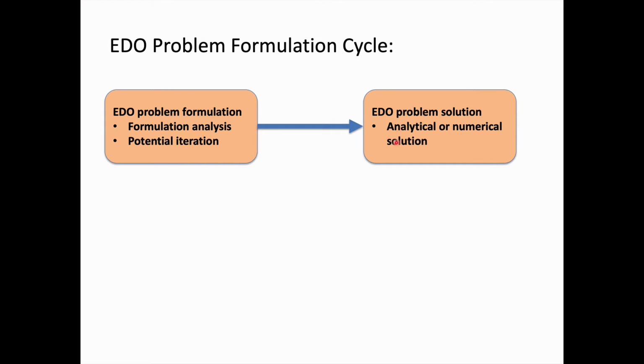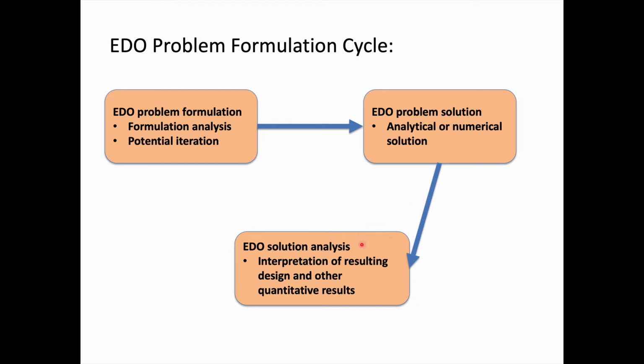Once we have solved the problem, are we done? There's a lot more that we can learn. We can take the solution and perform analysis on it. We can perform some interpretation of the resulting optimal design and other kinds of quantitative results. There are a lot of pieces of information that are produced by an optimization algorithm that can provide some very significant insights. In addition, if we perform some type of parametric studies where we solve a whole family of optimization problems, that can give us a lot of insight into things like design trends.